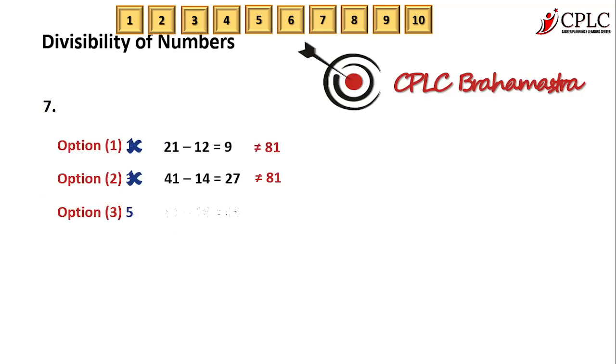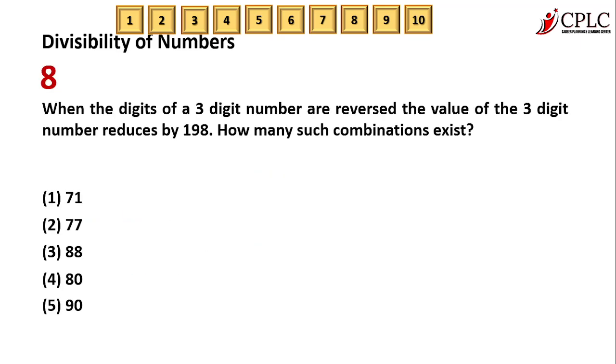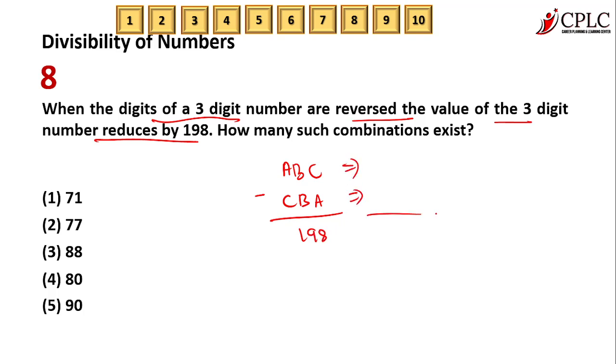Let's talk about question number 8, which says, when the digits of a three-digit number are reversed, the value of the three-digit number reduces by 198. So this becomes what? A three-digit number of the general type ABC, after reversing becomes CBA, and the value reduces by 198, that is, their difference is 198. Let's explore our case. Again, for the three-digit number, the place value is 100A plus 10B plus C, and this becomes 100C plus 10B plus A.